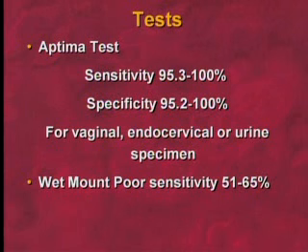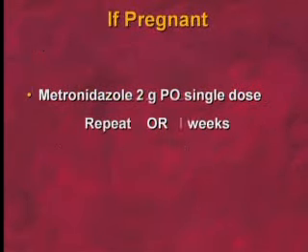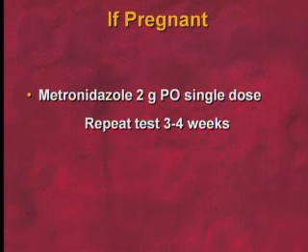And I also want to mention that even though trichomonas can be an incidental finding on a PAP test, neither the conventional nor liquid-based PAP are diagnostic tests for trichomonas. So you are going to do a wet prep, and you're going to treat them, and you're going to collect a specimen as well. Treatment for trichomonas remains the same, metronidazole or tinidazole, and the alternative is metronidazole for 7 days. If the patient is pregnant, same treatment, metronidazole, and repeat the test in 3 to 4 weeks.